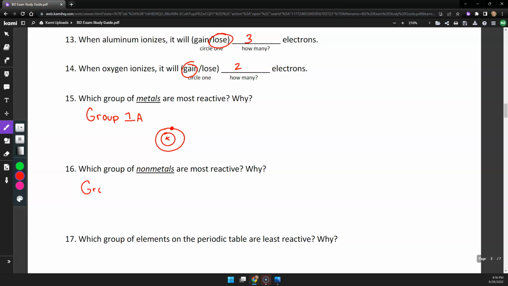Group 7A. Okay, so again, it has 7 valence electrons. It really needs to get that last electron. It's going to do whatever it can to get that last electron. So they are very reactive.